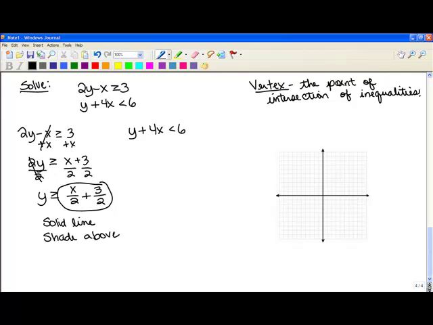Now we'll solve the second inequality for y. Subtract 4x. Y is less than negative 4x plus 6. We'll graph this in our calculator. Here we'll need to use a dashed line, and we'll have to shade below.